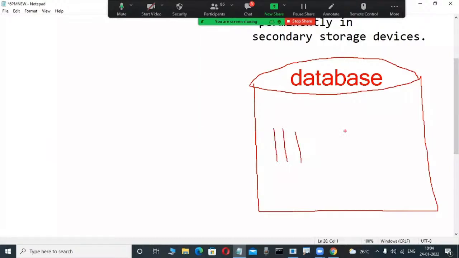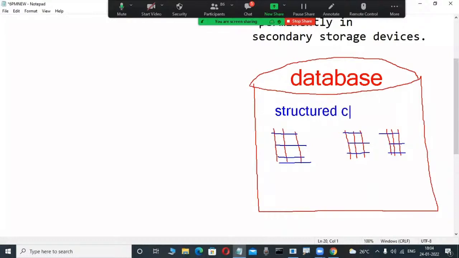Why? Because these databases are based on the relational data model concept. Today I will tell you about the relational data model. Based on that only, these products are implemented, and they are called relational databases. A structured collection of data, this is what I said in the previous class. These databases always store a structured collection of data in an organized fashion.